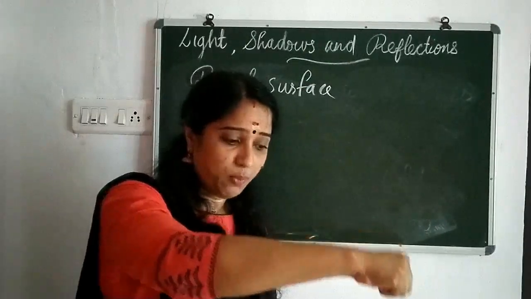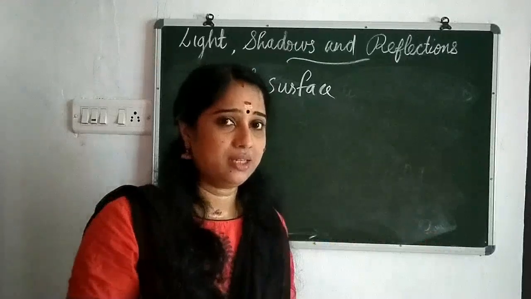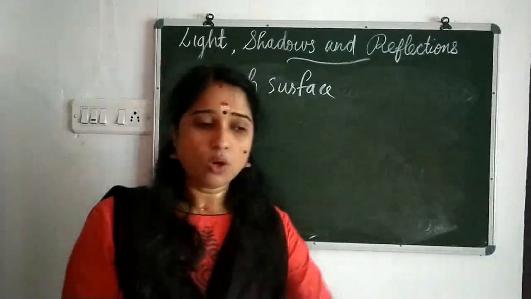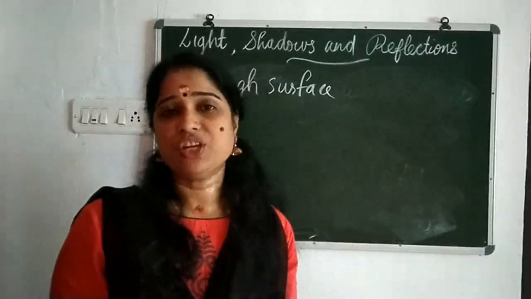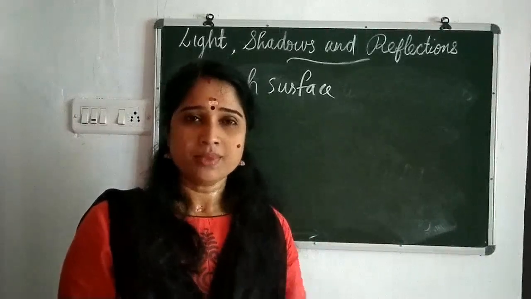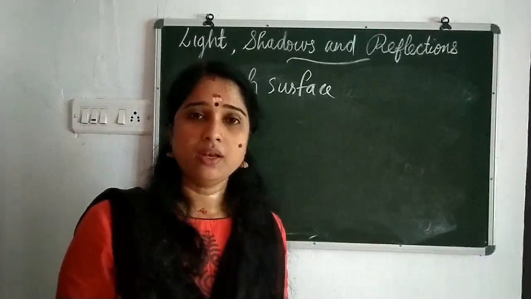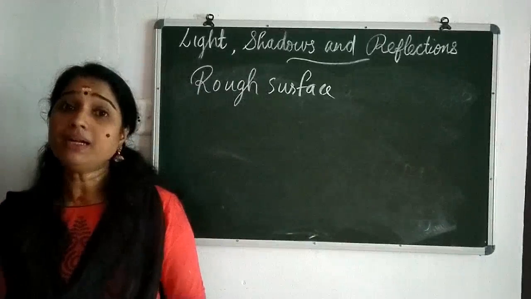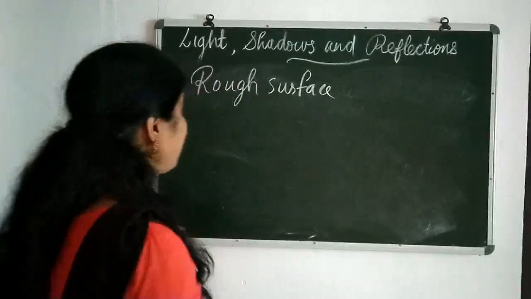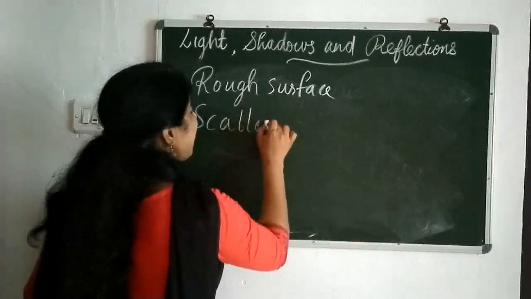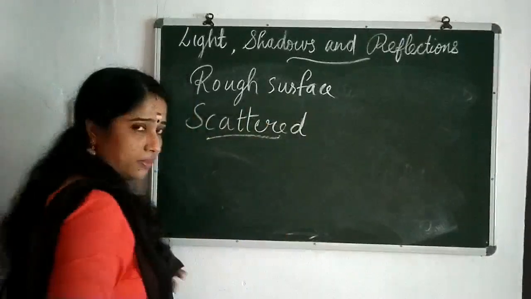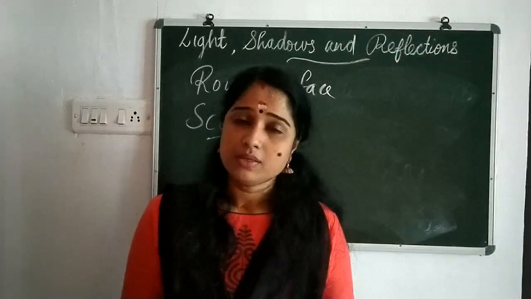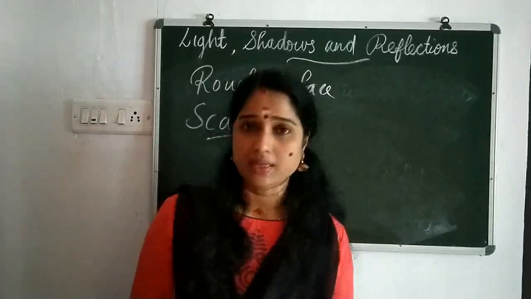So what happens when we shine the light, it gets reflected into different areas. If you haven't seen it, just try it at least once, then you will understand. The normal road is not a smooth surface, it's rough only. So what happens when light falls on a rough surface? Light gets reflected definitely, but it is not parallel. The light gets reflected in a scattered manner. That's very important. The light gets reflected in a scattered manner, so that we can see the road very clearly.